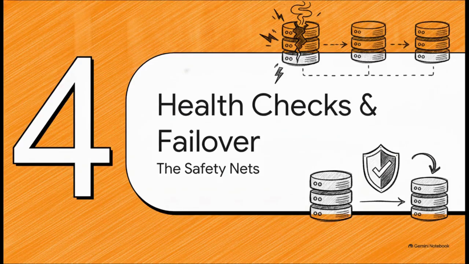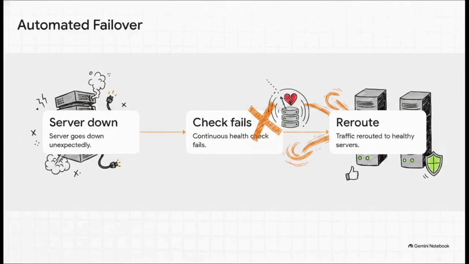Now for section 4, health checks and failover, the safety nets of our system. Let's walk through the exact steps of a failover, because let's face it, things break. Step 1, a server goes down unexpectedly due to hardware failure or a crash. Step 2, the continuous health check fails. See, our load balancer is constantly pinging our servers behind the scenes asking, hey, are you healthy? The literal second a server stops responding, that health check fails. And that instantly triggers step 3, the load balancer yanks the dead server out of the rotation entirely and reroutes all new traffic to the remaining healthy servers. Disaster is completely averted, and your users have absolutely no idea anything even went wrong.